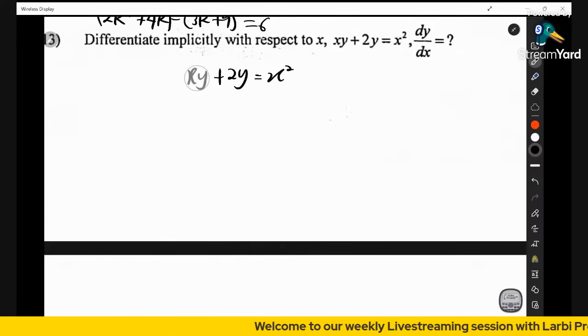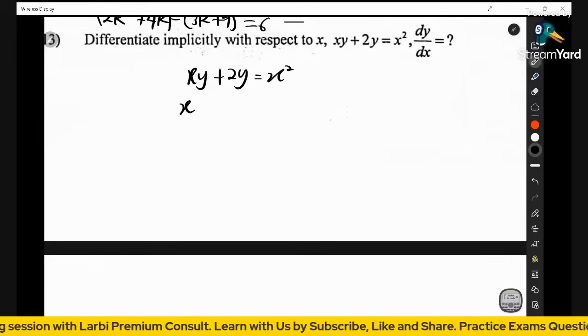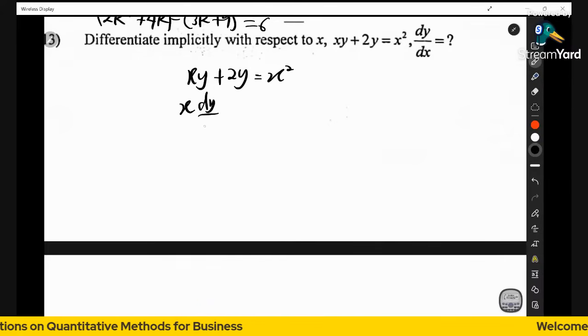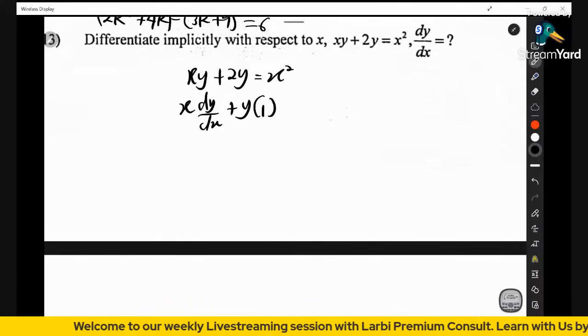Since this is a product of two functions, I'll hold x, differentiate y, and I'll say plus, and I'll come back and hold y, differentiate x. So I'll hold x and differentiate y. Differential of y, if it is with respect to x, becomes dy over dx. If it is with respect to any other variable, it becomes dy over that variable. So I'll hold x and differentiate y, and that becomes dy over dx. Then I'll say plus, and I'll come back and hold the y, and then differentiate x. Differential of x should fetch me 1.